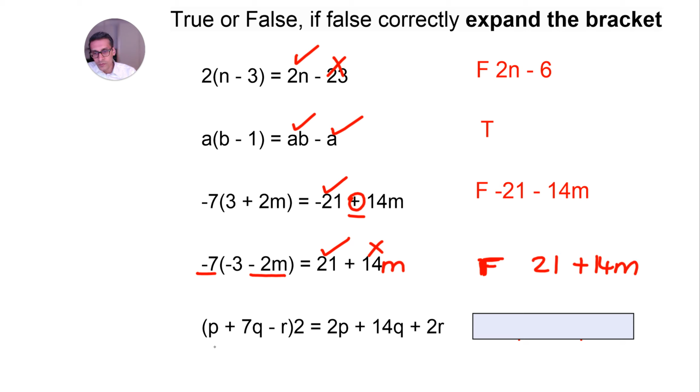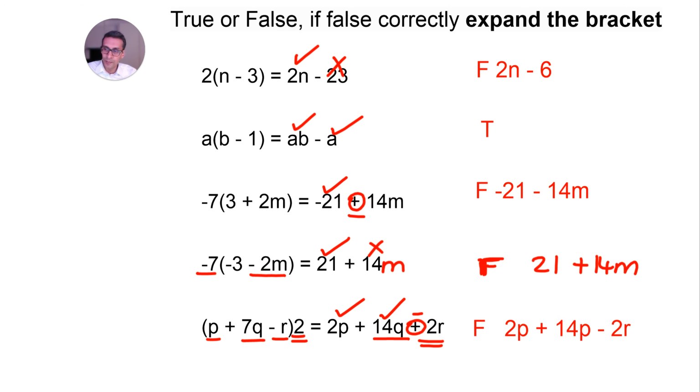Okay, and then the next one, 4, we got 2 lots of p is 2p. And then 2 lots of 7q is 14q, so that's fine. And then 2 lots of negative r is negative 2r, so that should be a negative sign. So the answer is false because of that negative sign.